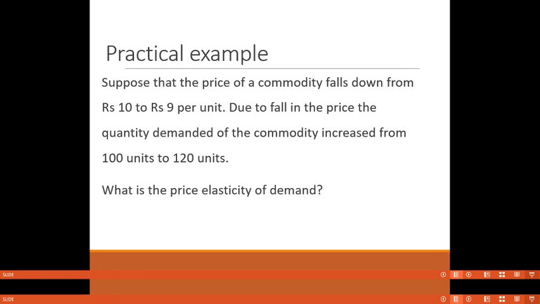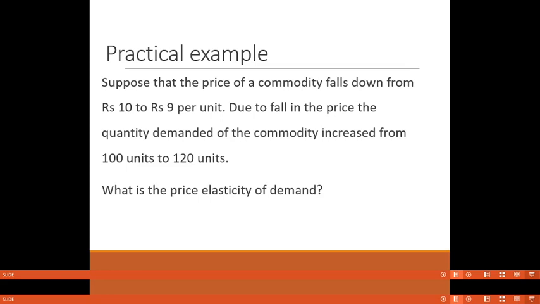Now using this formula, we can practice one question to find out the price elasticity of demand. Suppose the price of a commodity falls from rupees 10 to rupees 9 per unit. Due to the fall in the price, the quantity demanded of the commodity increased from 100 units to 120 units. Then what is the price elasticity of demand?